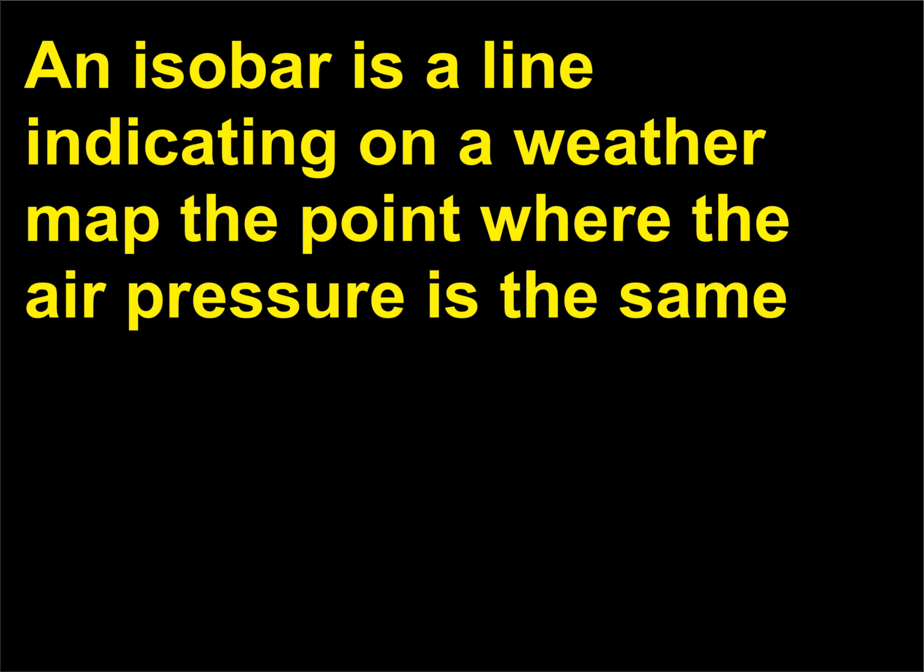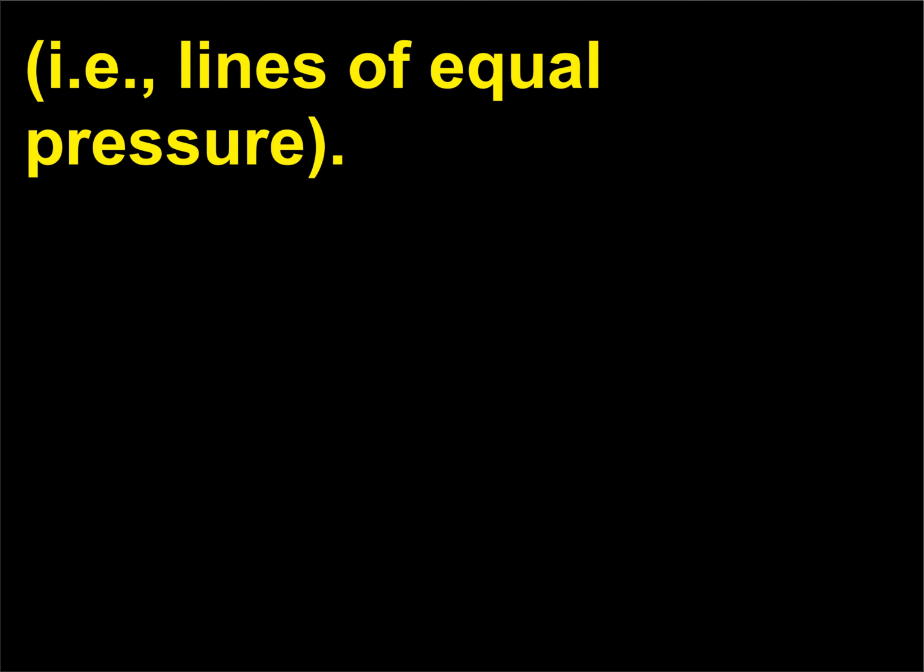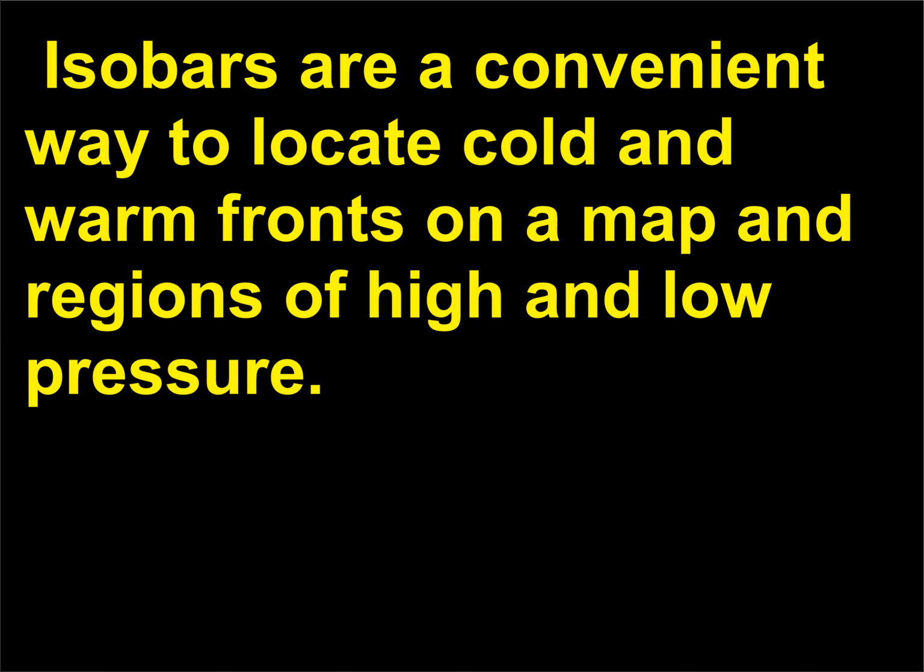What is an isobar? An isobar is a line indicating on a weather map the point where the air pressure is the same, i.e., lines of equal pressure. Isobars are a convenient way to locate cold and warm fronts on a map and regions of high and low pressure.